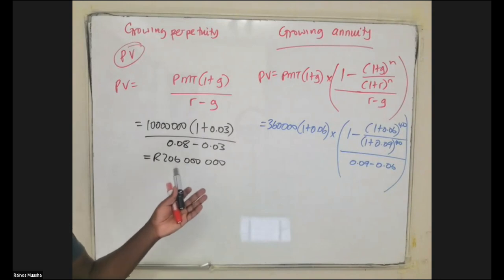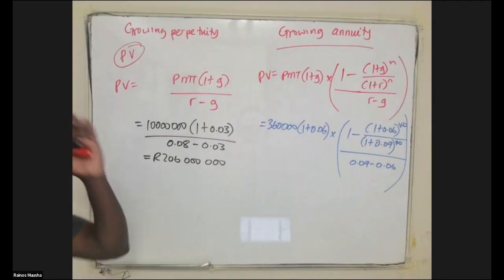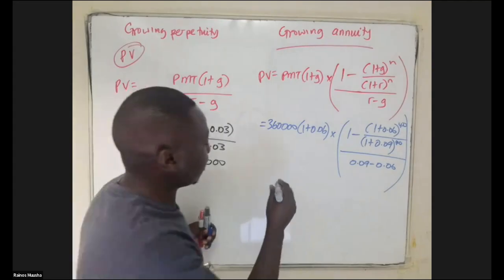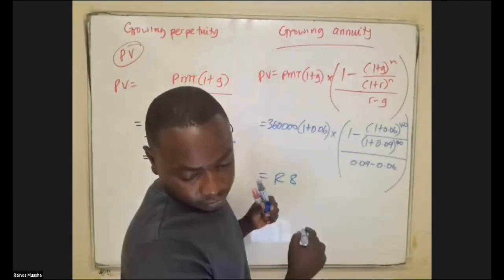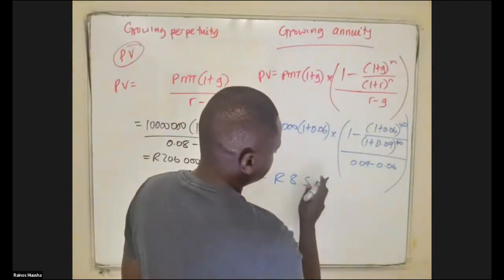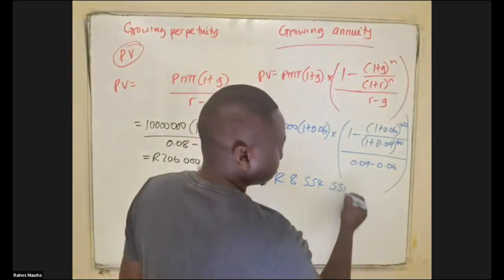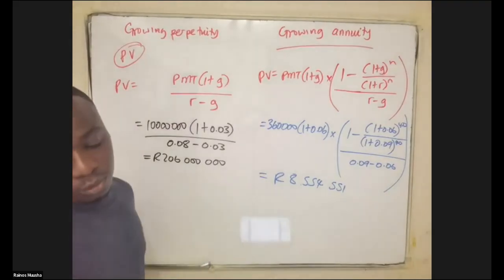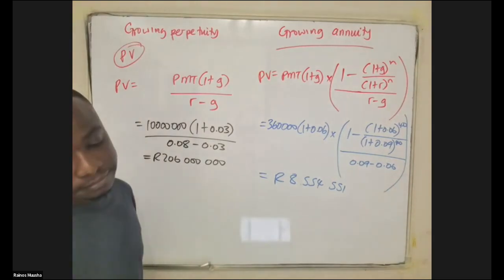Take note of it in case it comes in the exam or the assignments so that you are familiar with it, but I've never seen this coming in the assignments or the exam. So your answer here is going to be an amount of 8,554,551. Just take note of it, but don't dwell too much on this one. Can you move on?